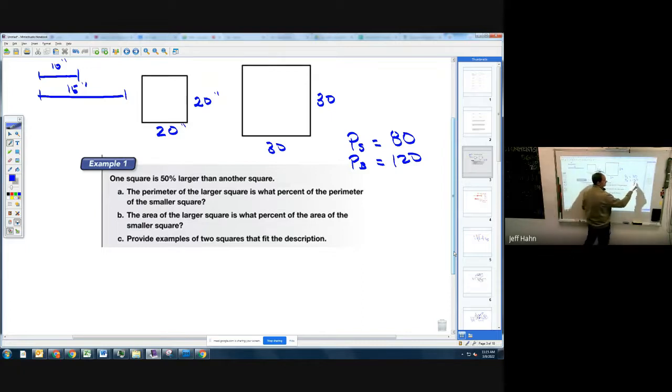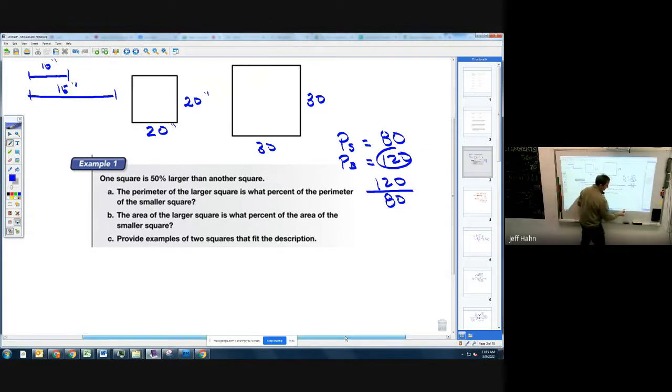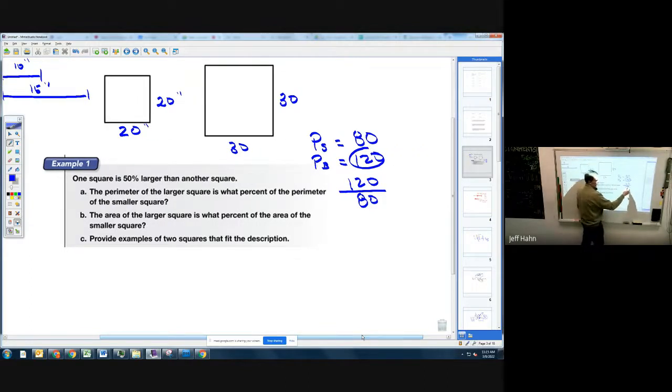Well, what's the large one? 120, right? What fraction of that is this over the small square? What do you get if you reduce that? 3 over 2. 3 halves is what percent? 1.5, which is 150%. Which makes sense, right? Because I made this one 50% bigger. So it's 100 plus 50, it's 150.